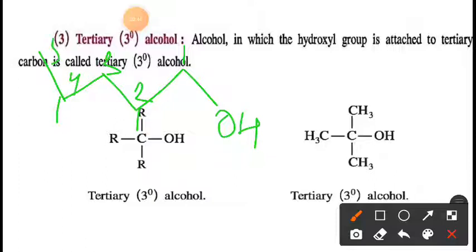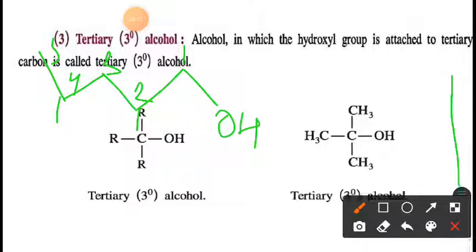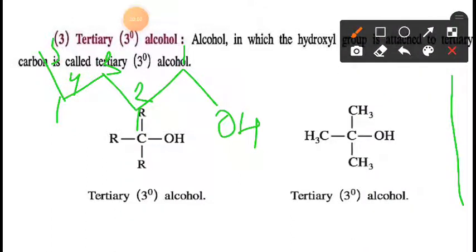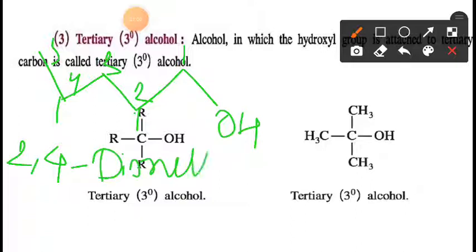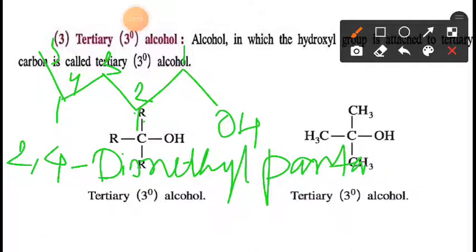So what will be the name of this compound? It will be 2 and 4 here, right? So 2,4-dimethyl. How many carbons? 1 2 3 4 5, pentane, and OH is on the first, right? So 1-ol. I hope you have understood this, how we have to number this, right?